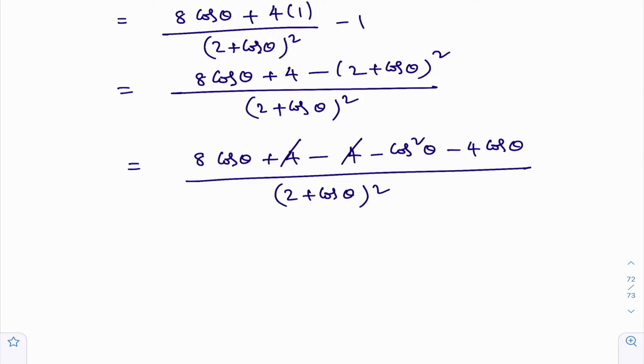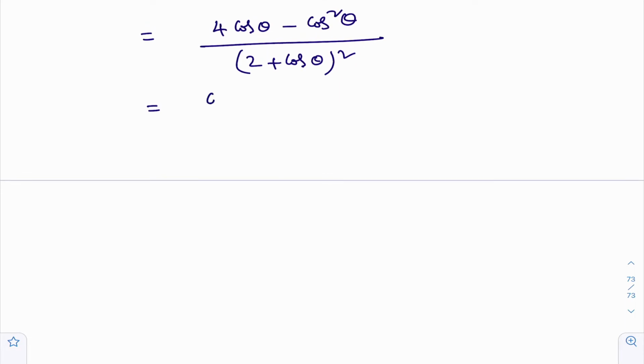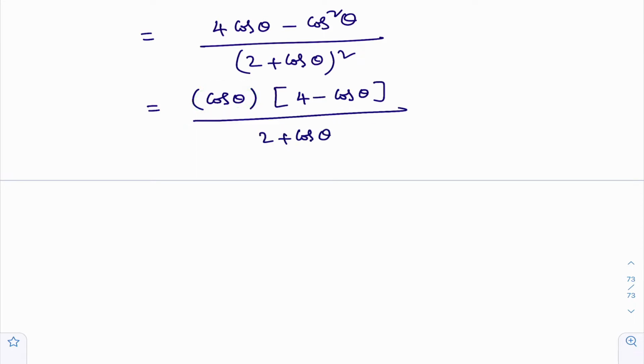This plus 4 minus 4 will get cancelled, okay, and you observe here 8 cos theta minus 4 cos theta is plus 4 cos theta. So that equals 4 cos theta minus cos square theta divided by 2 plus cos theta whole square. In the numerator, you can take cos theta common. If you take cos theta common in the numerator, what you will get? 4 minus cos theta. Look here, if I multiply these two things, cos theta into 4 is 4 cos theta, minus cos theta into cos theta is cos square theta, divided by 2 plus cos theta whole square. Now finally I got dy by d theta.